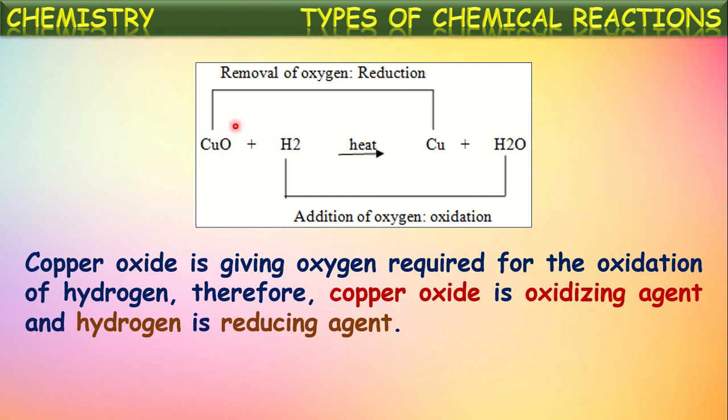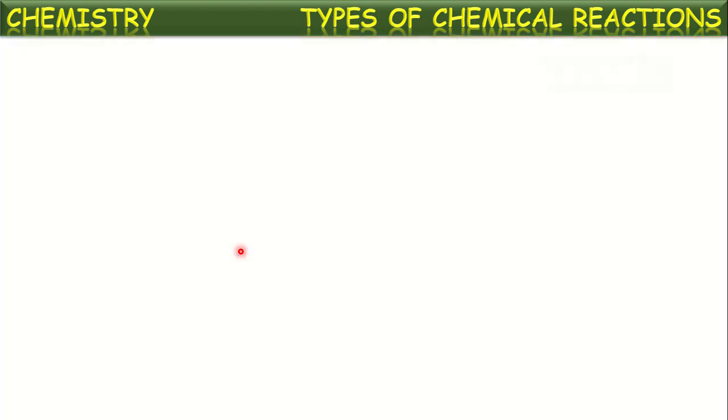See, the action it is undergoing and its activity, both are quite opposite here, that we have to understand. Copper oxide has undergone reduction and its behavior here is oxidizing agent. Whereas if you see hydrogen, it has undergone oxidation and its activity is acting as reducing agent. Okay, that's about oxidizing agent and reducing agent. Let us see one more example now to understand this in detail.